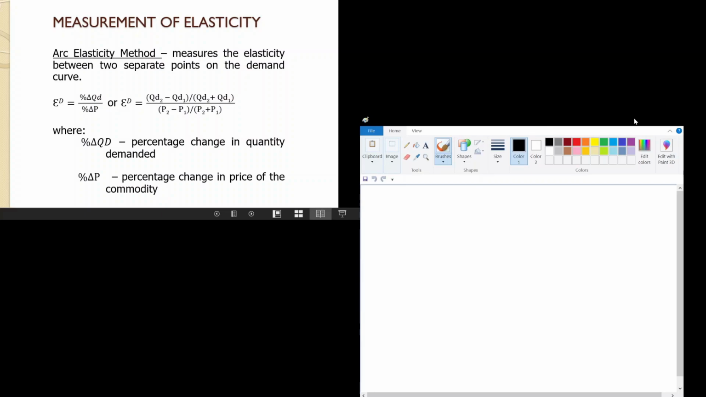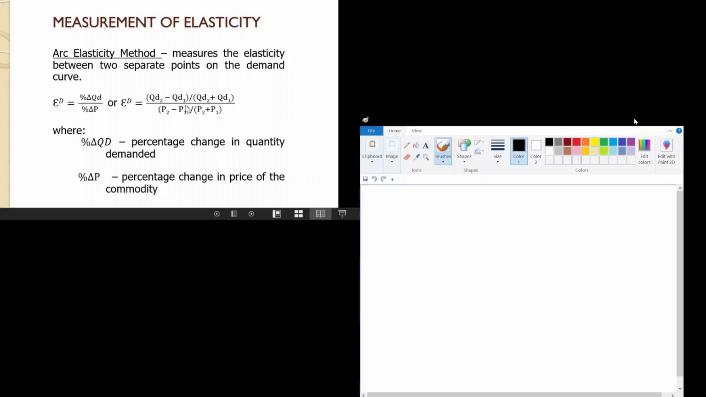Percentage change in QD over percentage change in P, or Q sub 2 minus Q sub 1 over Q sub 2 plus Q sub 1, all over P sub 2 minus P sub 1 divided by P sub 2 plus P sub 1. So, tandaan ng mabuti itong formula na to kasi ito yung gagamitin natin.